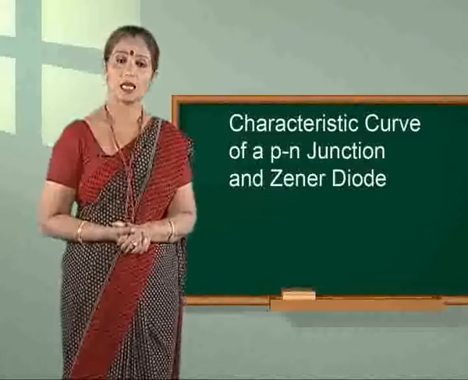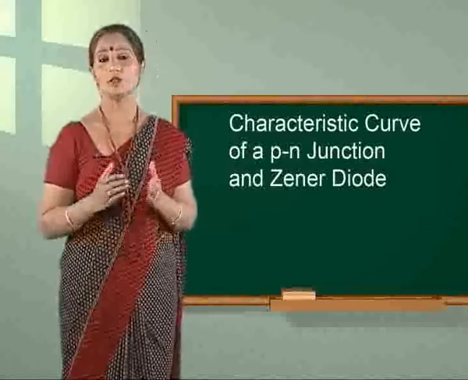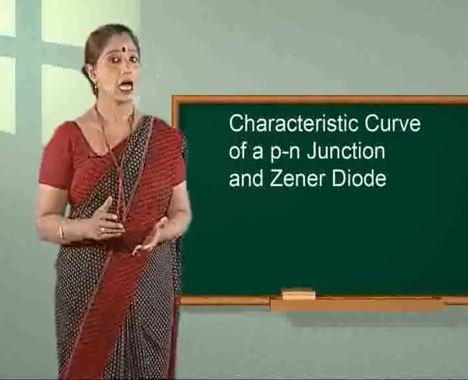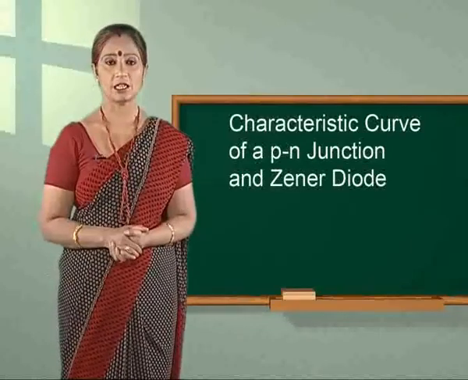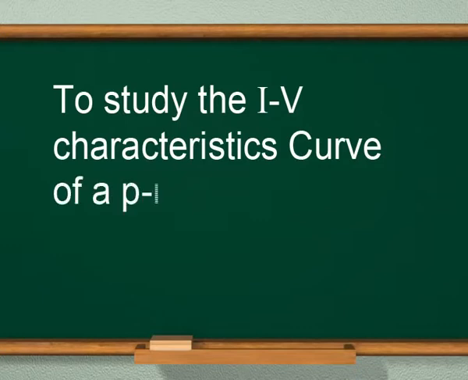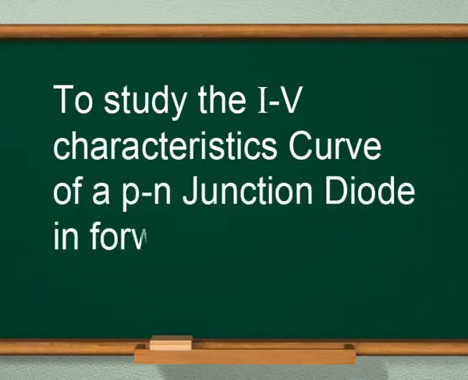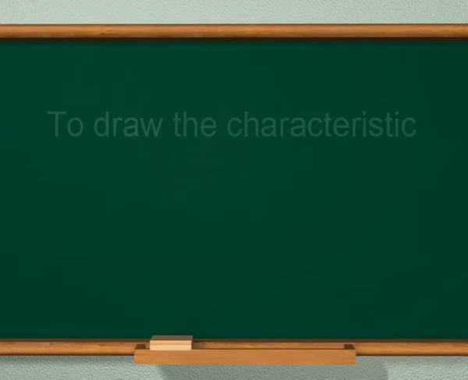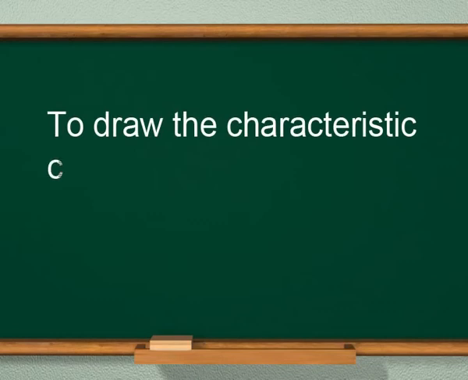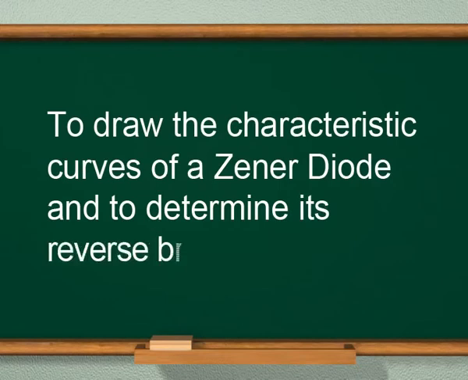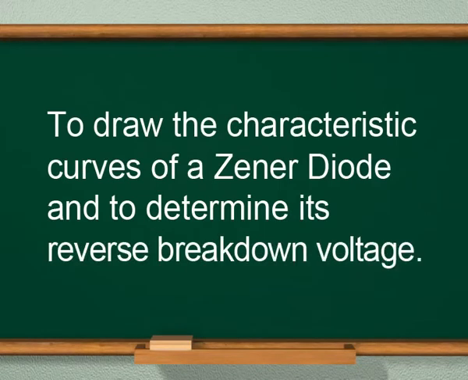Dear students, welcome to the audio visual series of Physics Practical. Today we will do two experiments: to study the current voltage characteristic curves of a PN junction diode in forward bias and reverse bias, and to draw the characteristic curves of a Zener diode and to determine its reverse breakdown voltage.